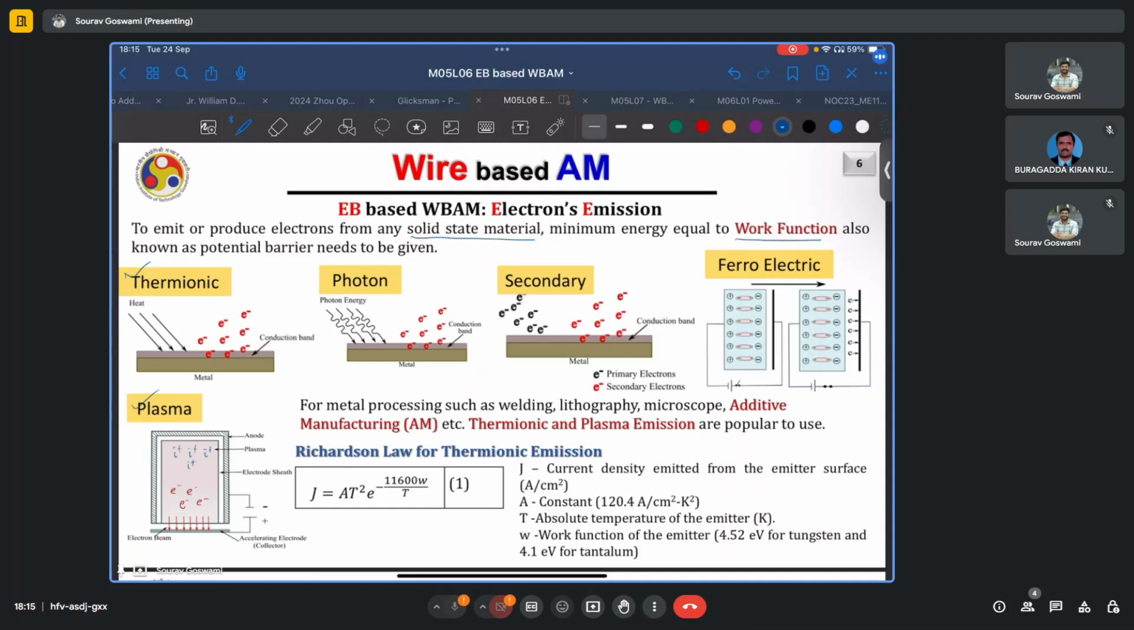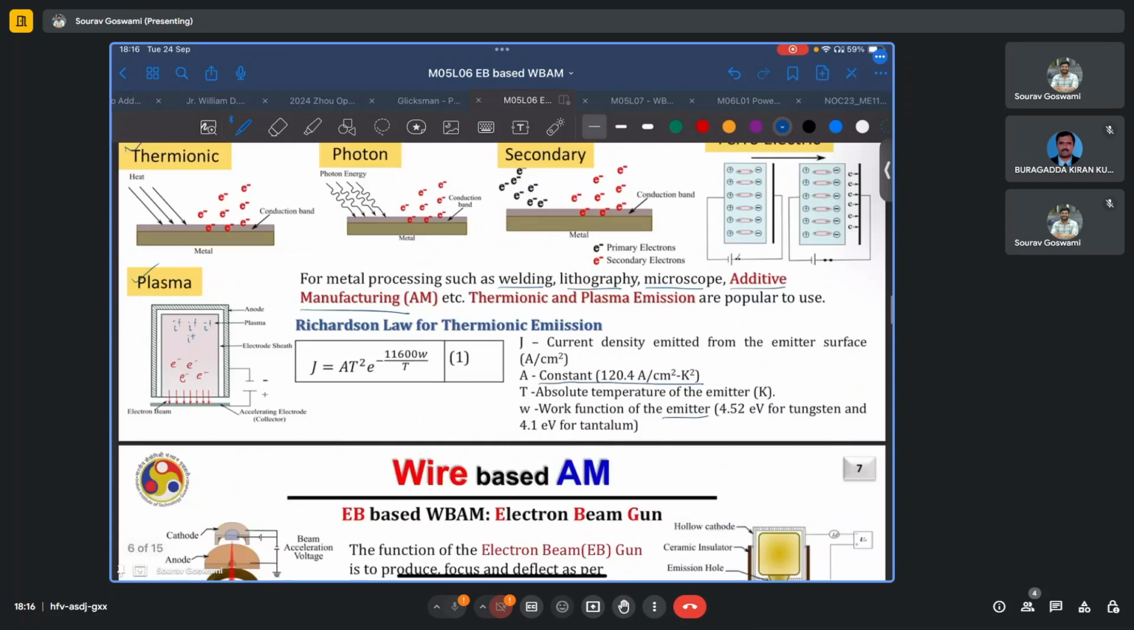For metal processing, by processes such as welding, lithography, or even for microscopy or AM, typically thermionic and plasma emission based processes are very popular. And specifically for thermionic emission, Richardson's law may be used to calculate the current density given the material constant. Not even this is a constant for all processes. Given the absolute temperature of the emitter and the work function for the material, we may be able to calculate the current density that can be expected.